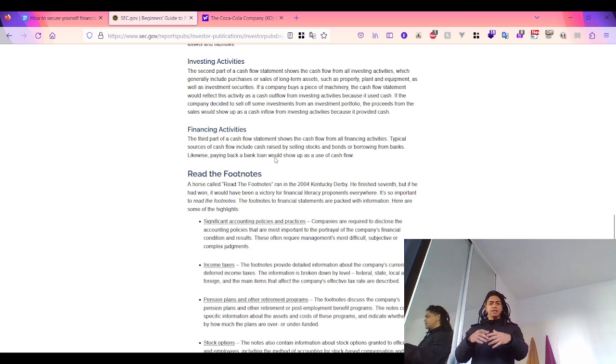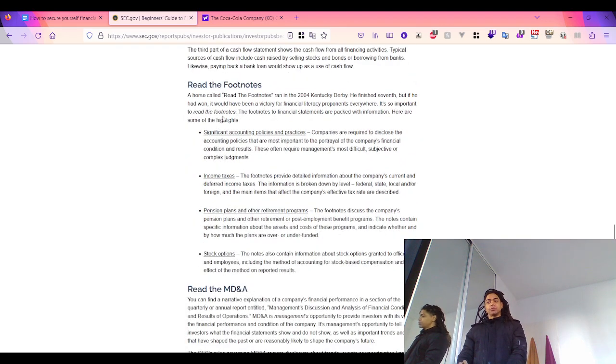Because if a company's cash flow primarily comes from its operating activities, that's a good sign of investment. However, if it's constantly relying on issuing stocks or taking on debt, that might not be a good sign of investment. Okay, cool. So keep reading now of the footnotes.